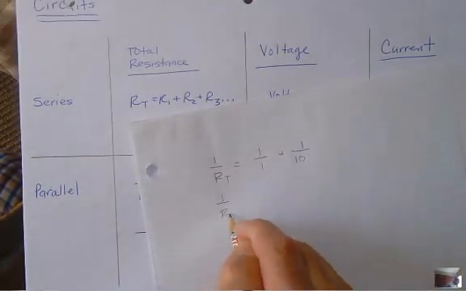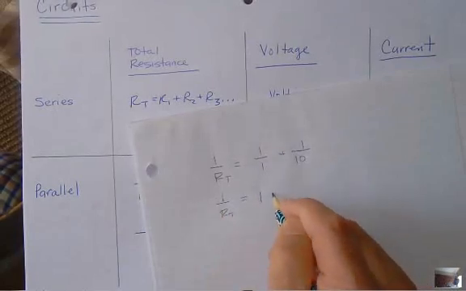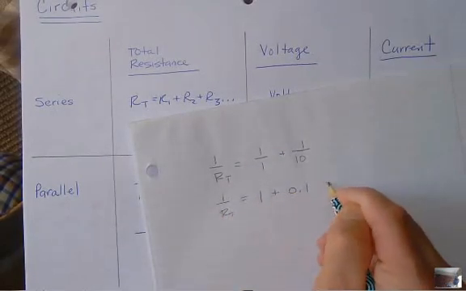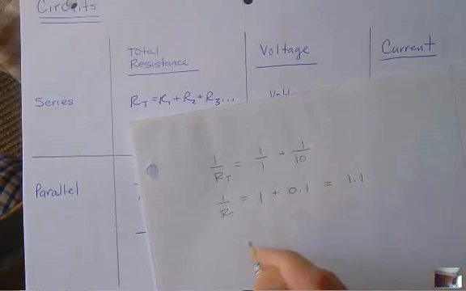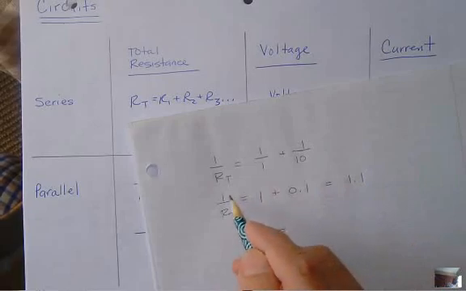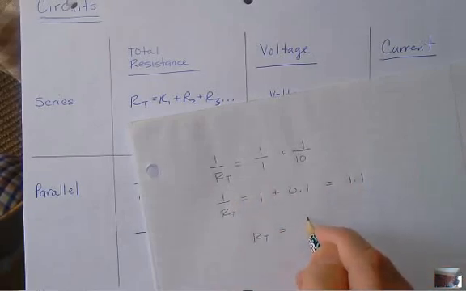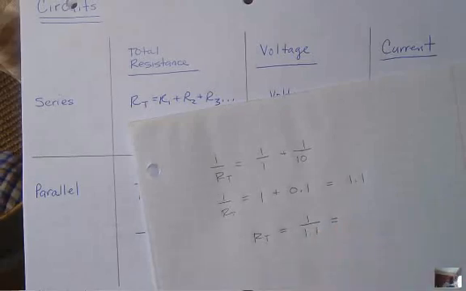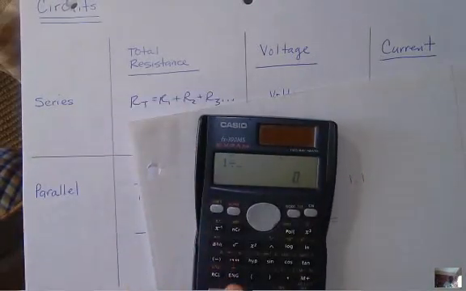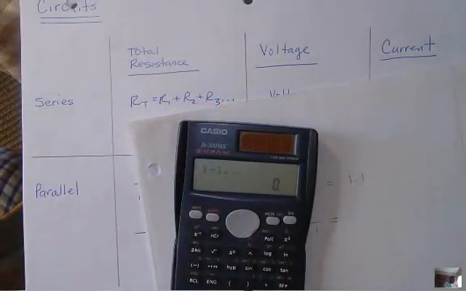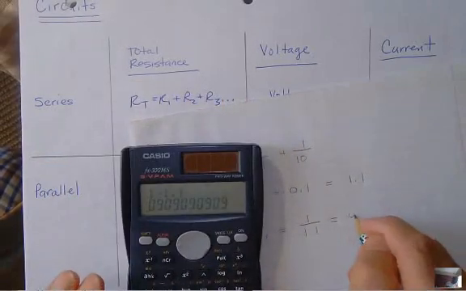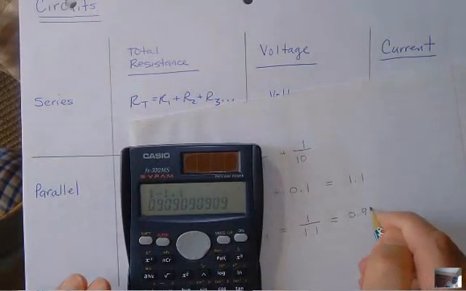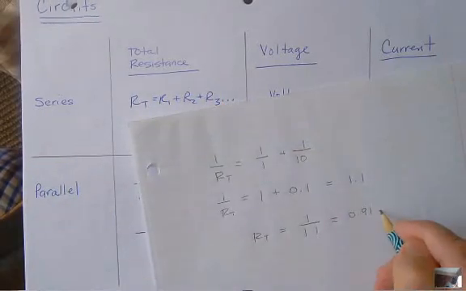So what's 1 over RT? 1 over 1 is still 1, and I have 1 plus 1/10. So this is 1.1. So RT, I just have to take the reciprocal of that number. 1 over RT is 1.1, so RT is 1 over 1.1. It's going to be like 9 point something, but let's see. You just hit 1 divided by 1.1. 0.909, so 0.91 ohms. Okay?